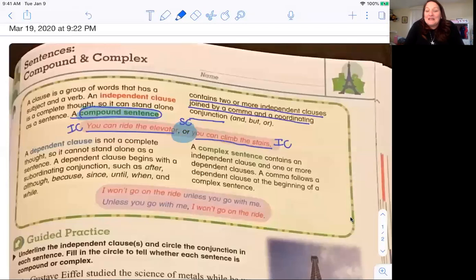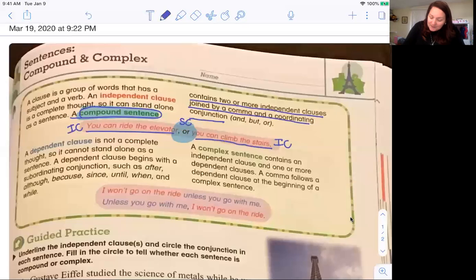Let's move on to dependent clauses. A dependent clause is not a complete thought, right? If you are dependent on somebody for something, you can't quite do it by yourself yet. You still need a little bit of help. So a dependent clause cannot stand alone as a sentence. A dependent clause begins with a subordinating conjunction such as after, although, because, since, until, when, and while. Ooh, that's really good to know.